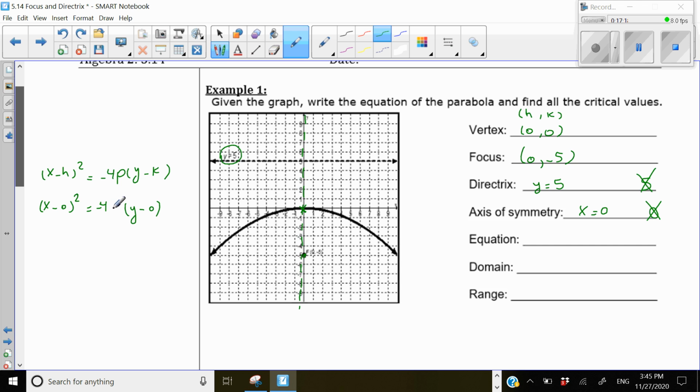Now, what is the p-value? That's the distance between the focus and vertex, or vertex and directrix. So what is that? 1, 2, 3, 4, 5. Or here, 1, 2, 3, 4, 5.